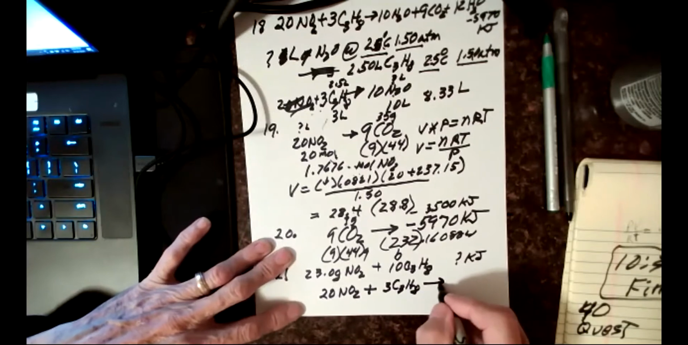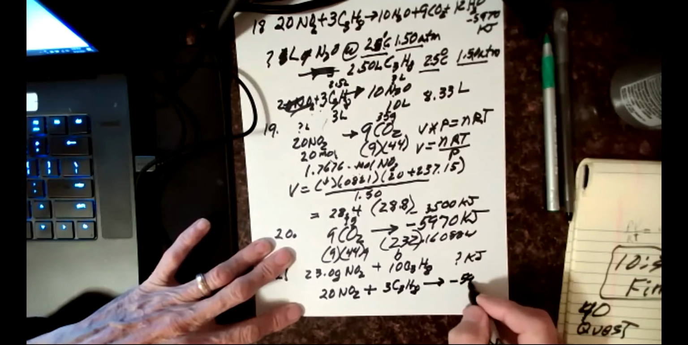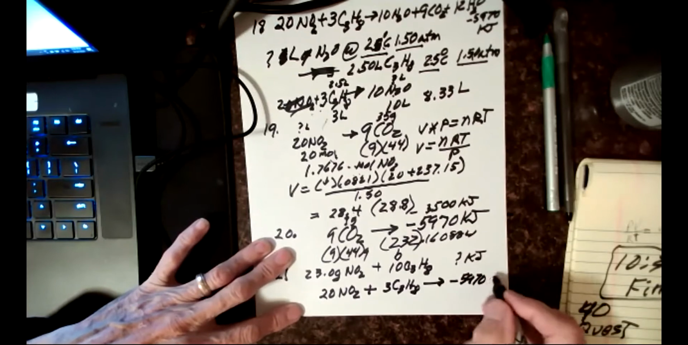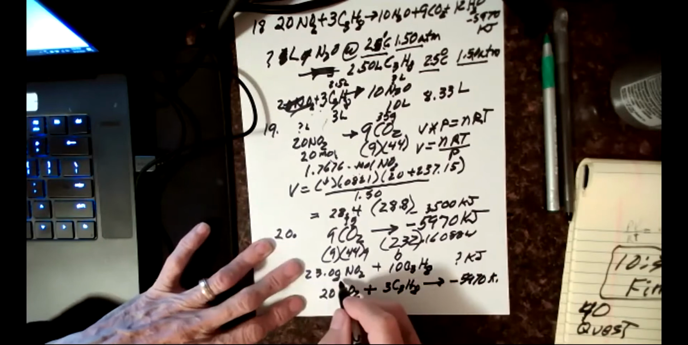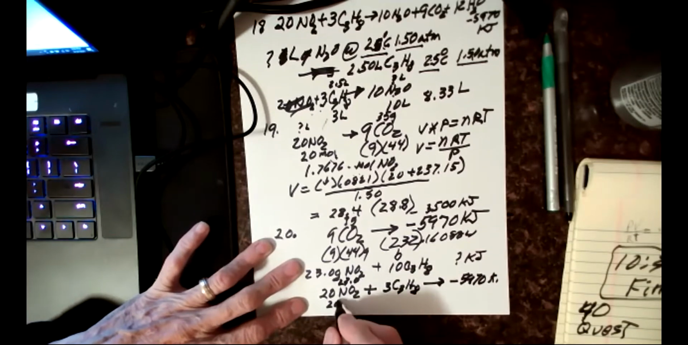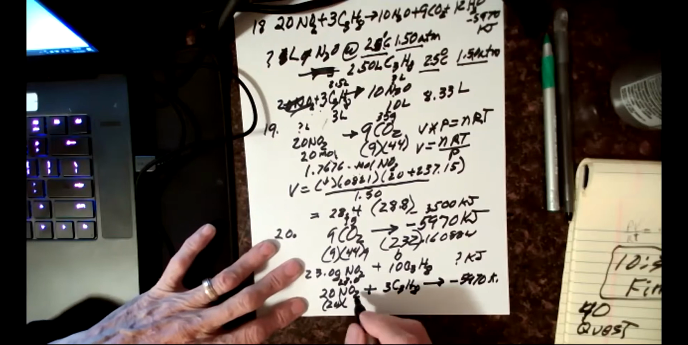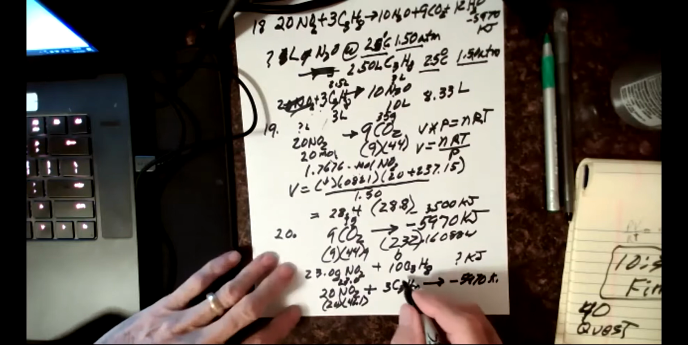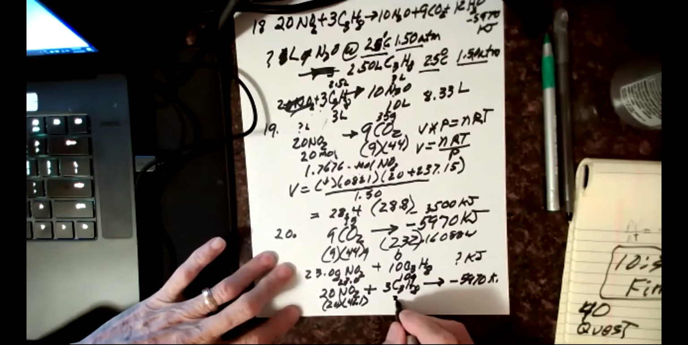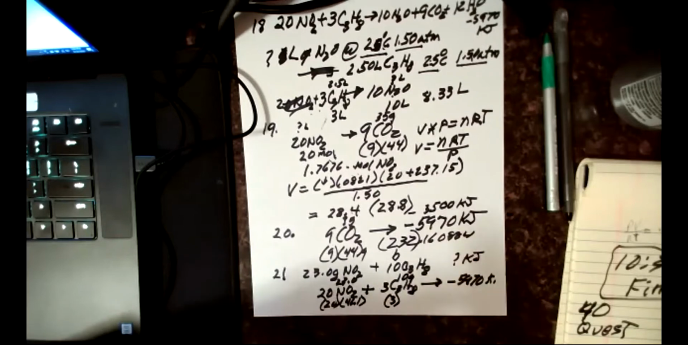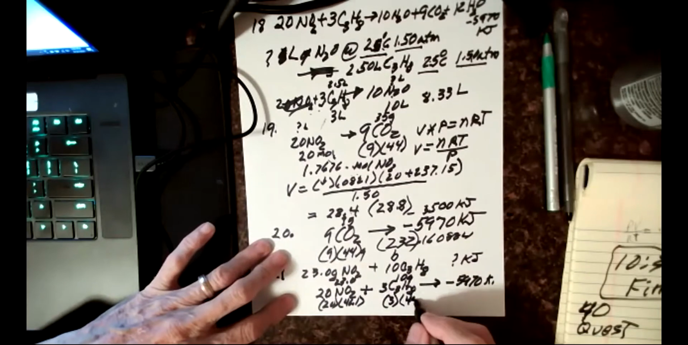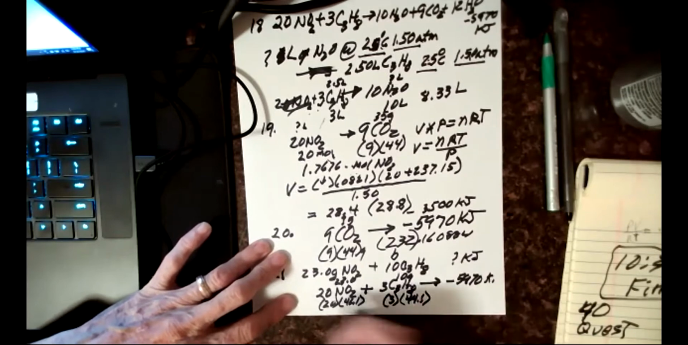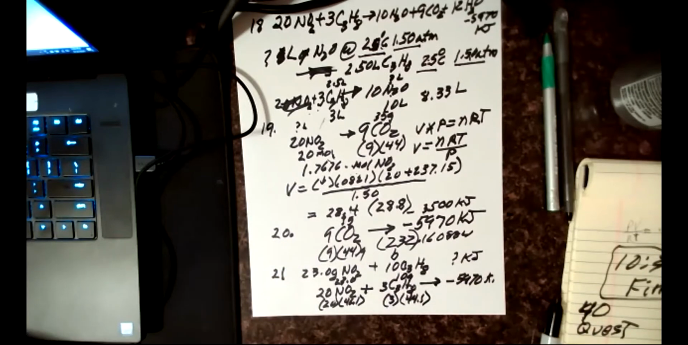The equation says that will produce negative 5970 kilojoules. The problem has 23 grams here. The equation is showing 20 times 46.1. This one, 21, 10 grams. The equation is showing 3, and I think the molecular weight of that is 44.1. Okay, so there's my two rebalancing factors. Let's see which one is smaller.